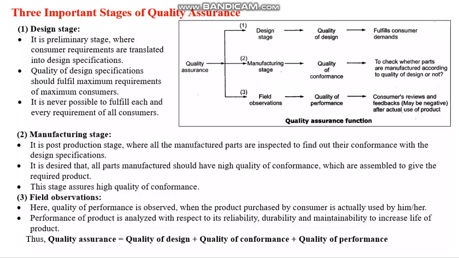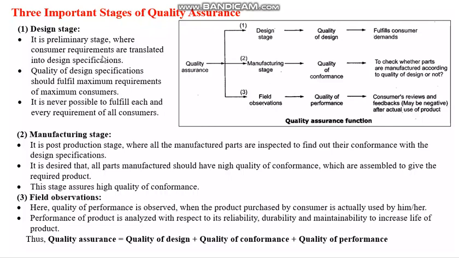Okay, next, three important stages of quality assurance. Now if you say quality assurance, there are three different stages. Actually, we have seen this before: at the design stage, at the manufacturing stage, and at field observations, in the field, you can say. At the design stage, you see, before the product is taken for machining or production.